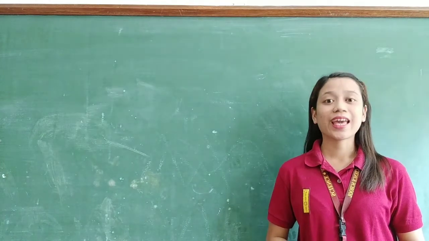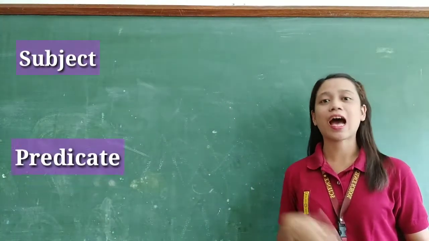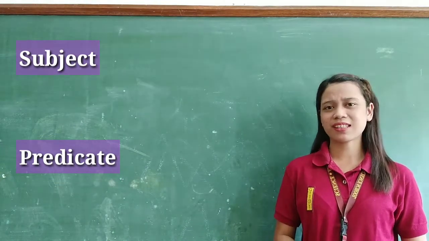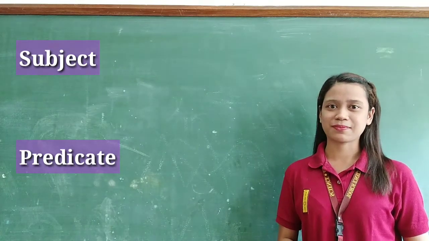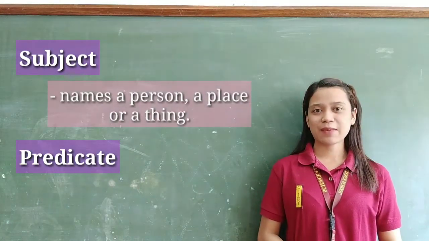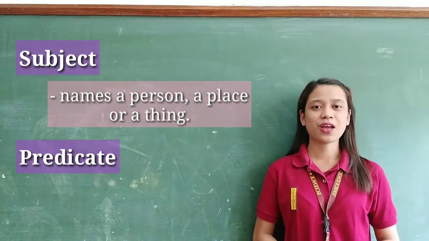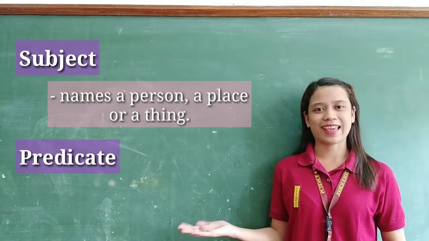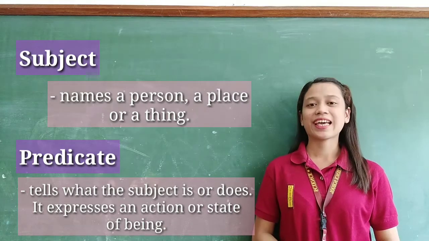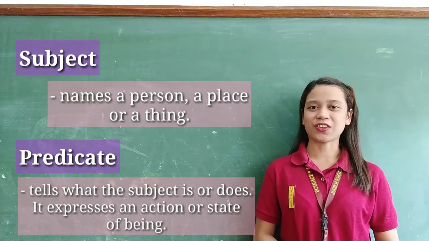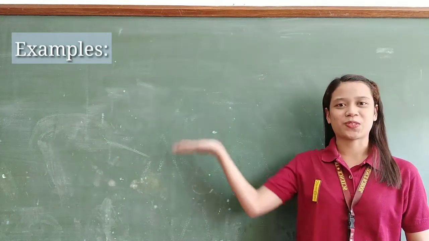Another thing, every sentence has a subject and a predicate. But what is a subject? And what is a predicate? Subject names a person, a place, or a thing. While predicate tells what the subject is or does. It expresses an action or state of being. Now try to look at these examples.